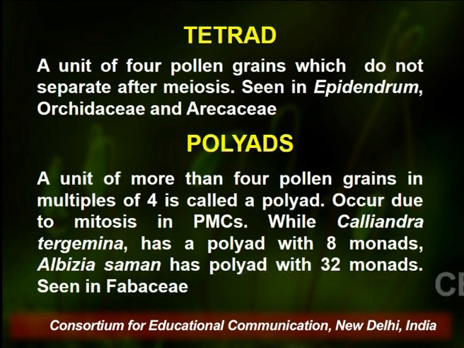Now, when a unit has more than four pollen grains, in multiples of four, we call it a polyad. So the dispersal unit is then referred to as a polyad, which is common in Calliandra, right? It has a polyad of 8 monads. In Albizia, the polyad has 32 monads, and polyads are also common in the Fabaceae family.